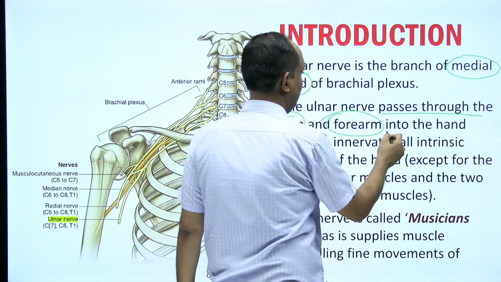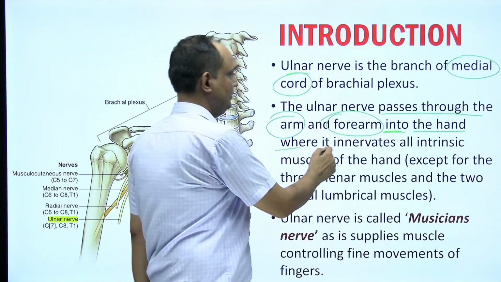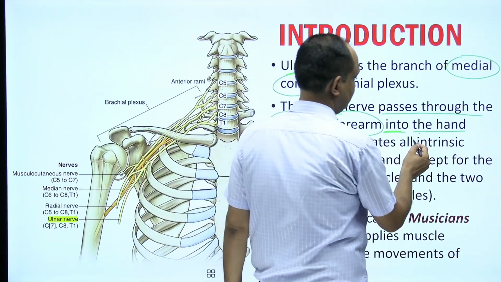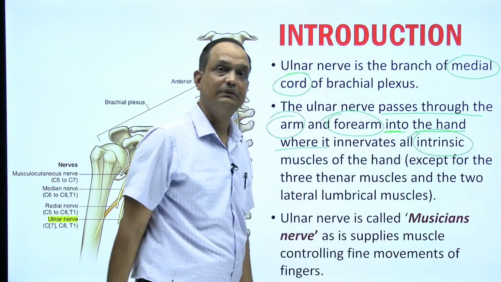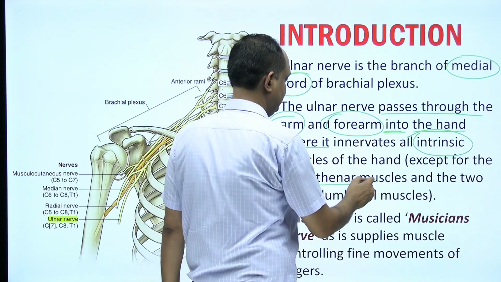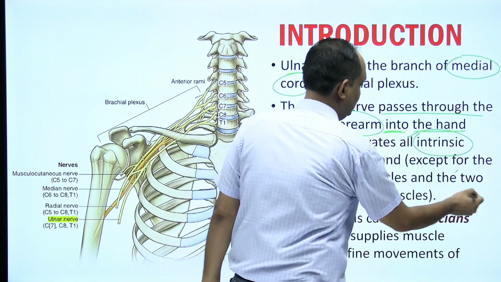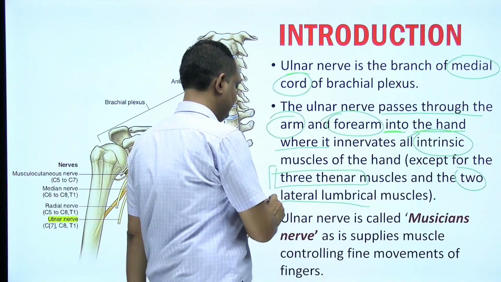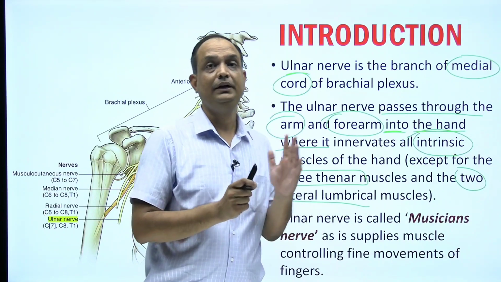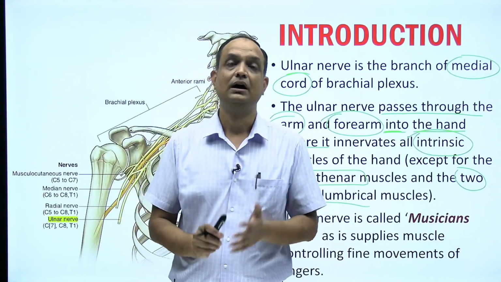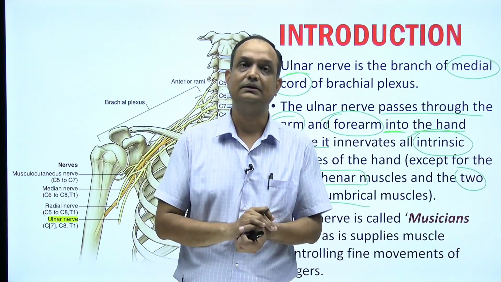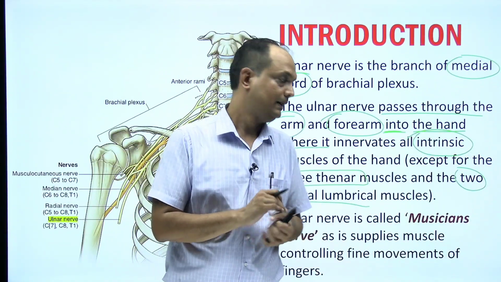then enters the forearm and ultimately enters the hand, where it innervates the short muscles of the hand, which are known as the intrinsic muscles of the hand, except a few of them, like the three thenar muscles and two lumbricals. These five muscles are supplied by the median nerve, and in my class on the median nerve, we have already discussed how the median nerve supplies these five short muscles of the hand.